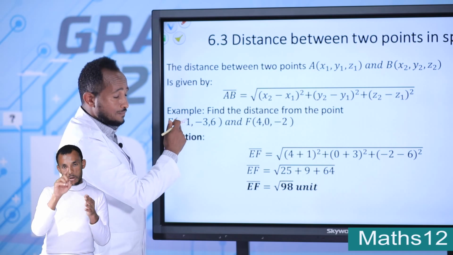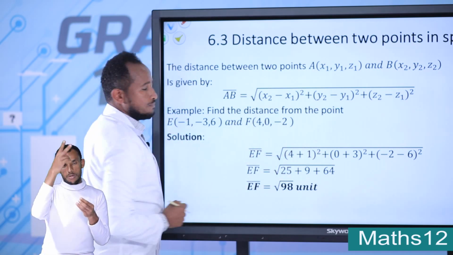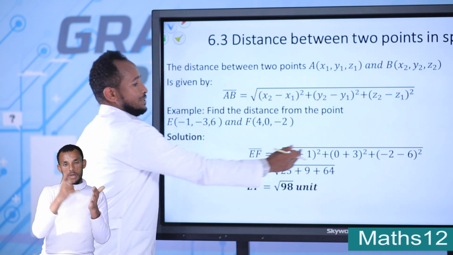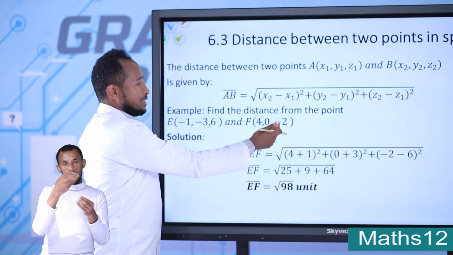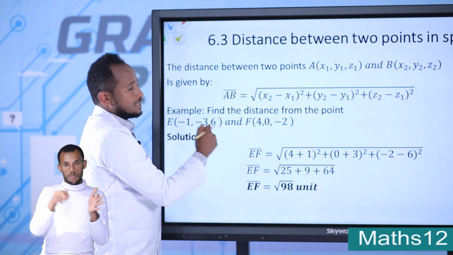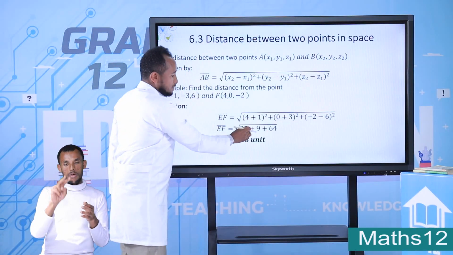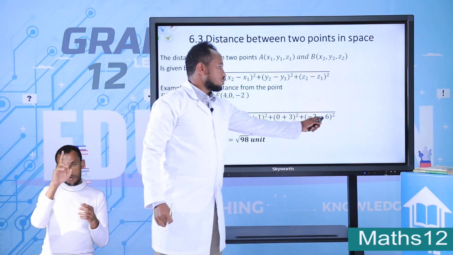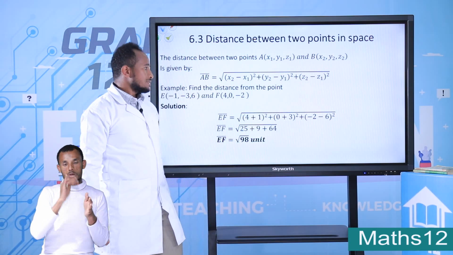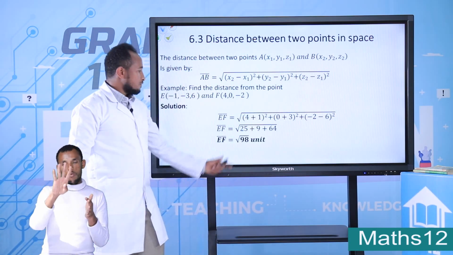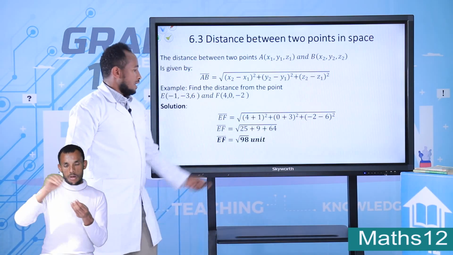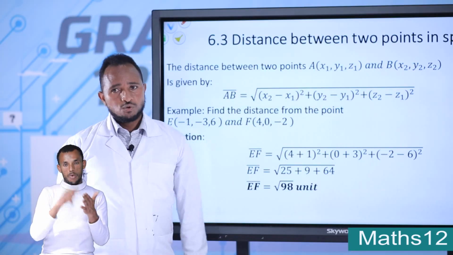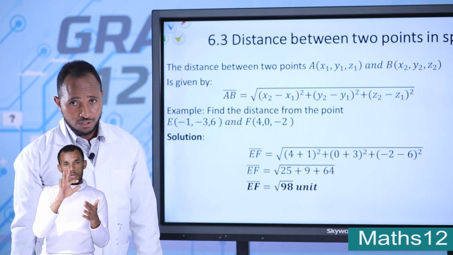It becomes 4 plus 1 squared plus 0 minus 3, that's 0 plus 3 squared, plus negative 2 minus 6 squared. So when you square this, 25; the square of this is 9. The square of this one, negative 2 minus 6, is minus 8. Its square is 64. Therefore, when you add these, you will have this one. Therefore, the distance between these 2 points is the square root of 98 units.